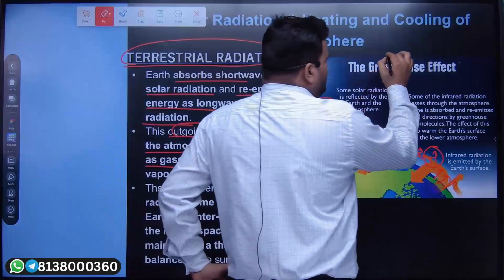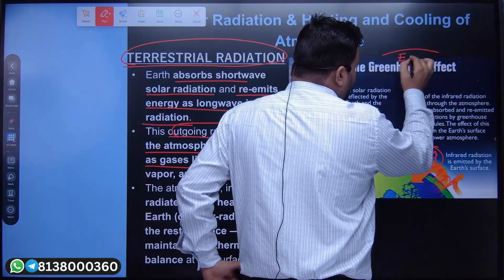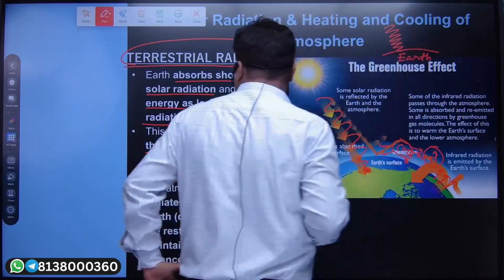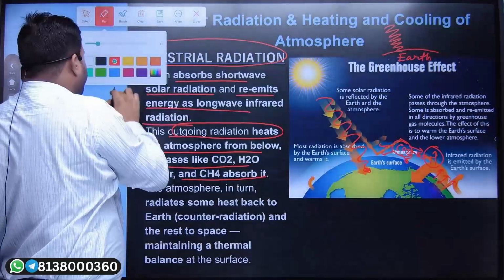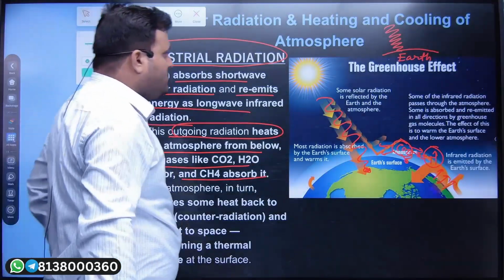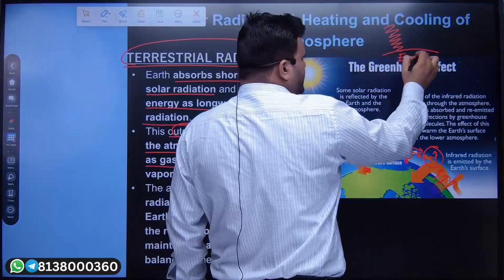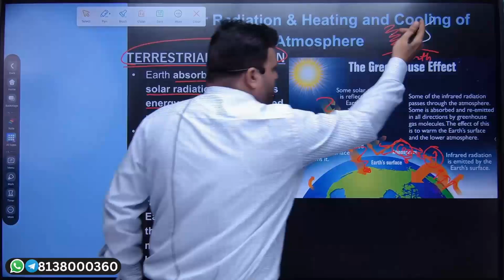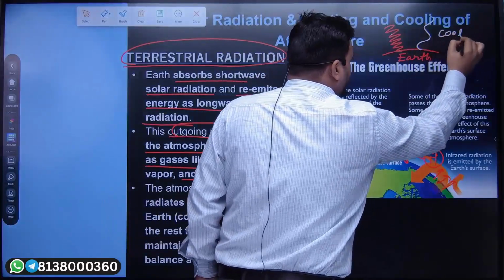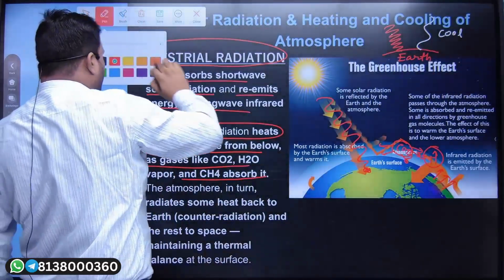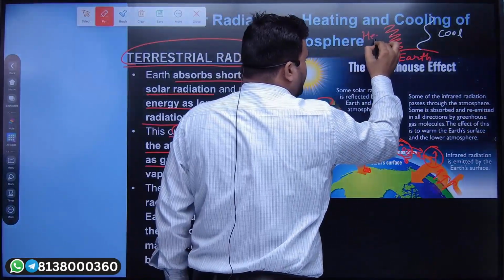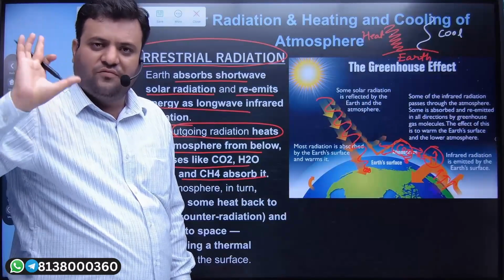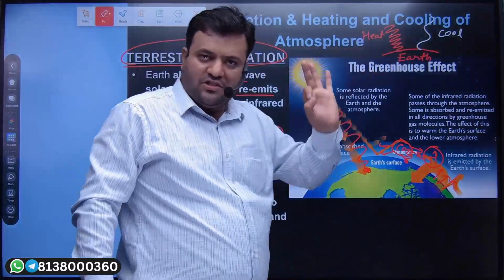What happens in the greenhouse? See, this is the Earth's surface, and we have a long wave radiation. Sorry, as there is a short wave radiation, there will be a release of long wave radiation. Because of the long wave radiation, Earth gets cool, and because of the short wave radiation, Earth gets heated. This is the natural way in which heating and cooling of Earth takes place.